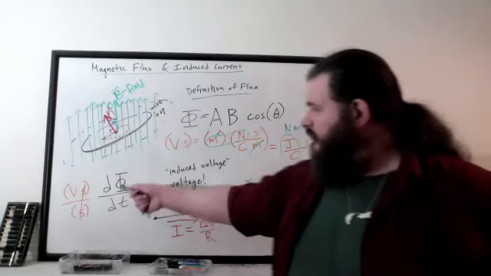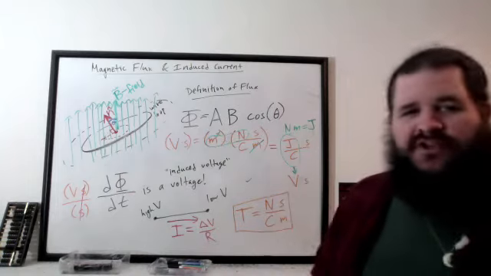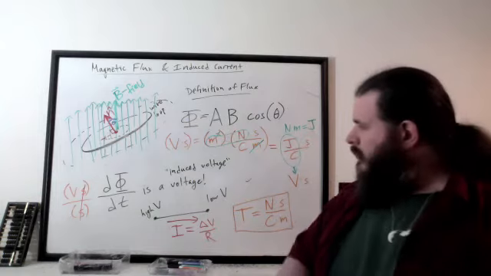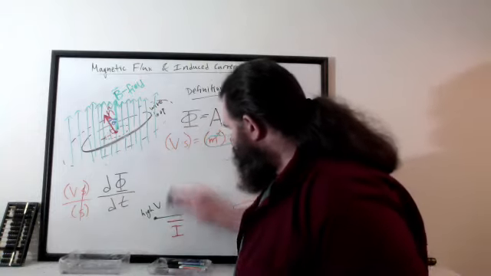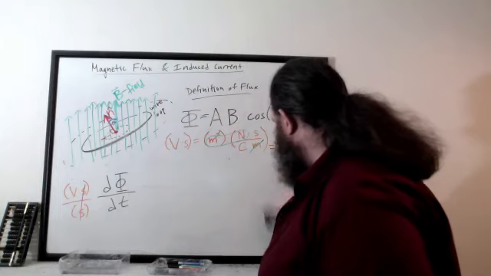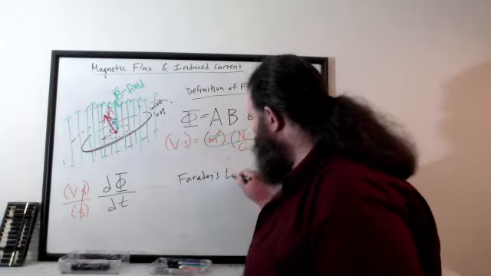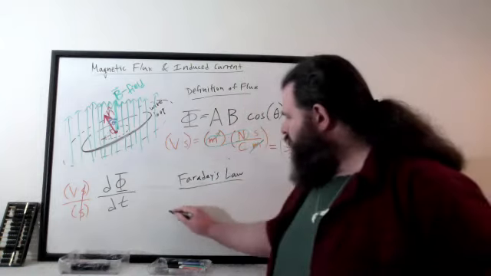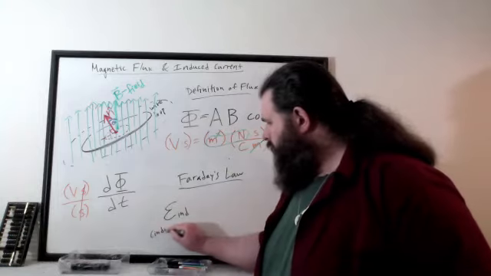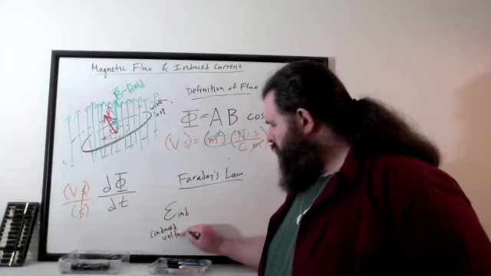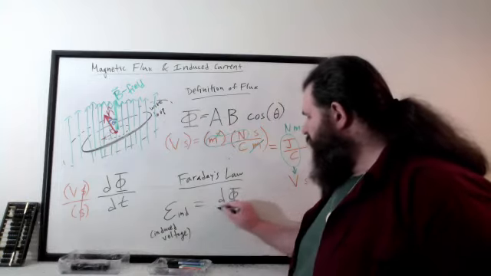So in general, flux changing causes voltage, and that's what we call induced voltage. And that induced voltage can cause induced current. This leads to what we call Faraday's law, which is just a mathematical description of this concept. Faraday's law states that the induced voltage, usually written as epsilon induced, equals the change in flux over change in time, the derivative of flux.